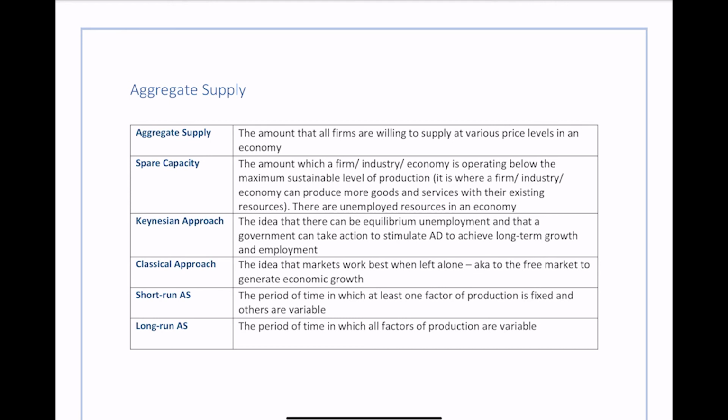Long run AS is the period of time in which all those factors of production are variable. So in the short run, if at least one of them is fixed, then you're in the short run. If all of them are variable and none are fixed, then you're in the long run.